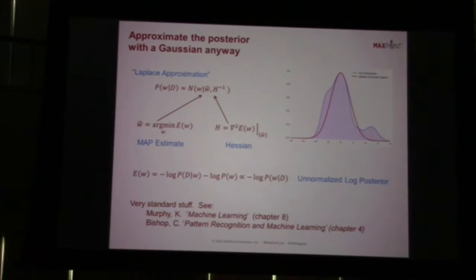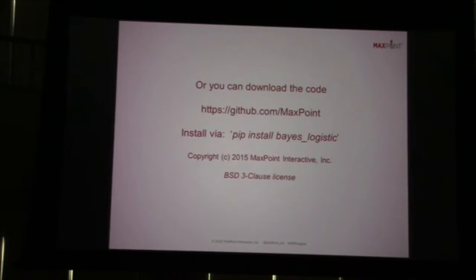This is actually pretty standard stuff. You can find it in Murphy's Machine Learning or Chris Bishop's Pattern Recognition if you want to read up on it. It's all in there. A lot of other places you can find it too. Or you can just download the code. So we put this on our GitHub page. You can also install it with pip install Bayes Logistic. It's BSD 3-clause, so use it wherever you want with no warranty or anything implied.